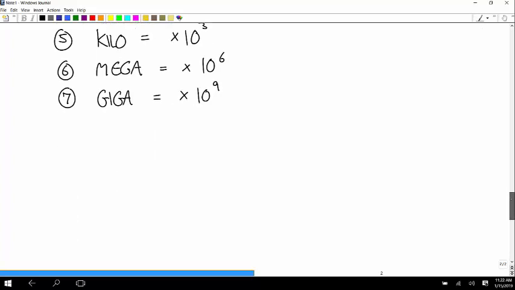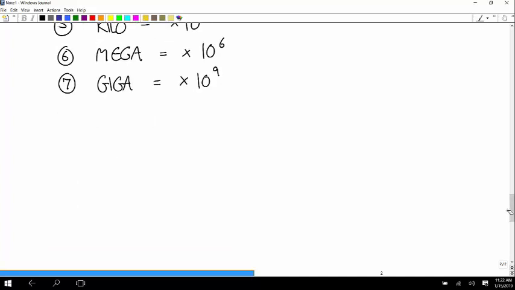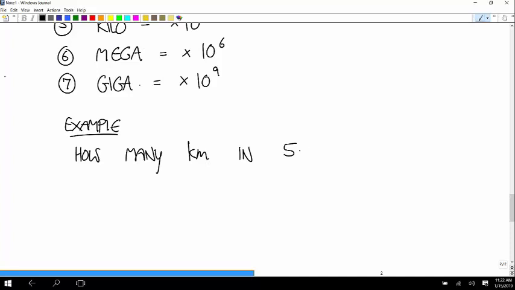Okay, so let me do an example of how to use this. Let's say we want to calculate how many kilometers there are in 5,000,000. So 5 times 10 to the 6th, let's say micro feet. I've never seen that unit before, but that's what we're going to do.